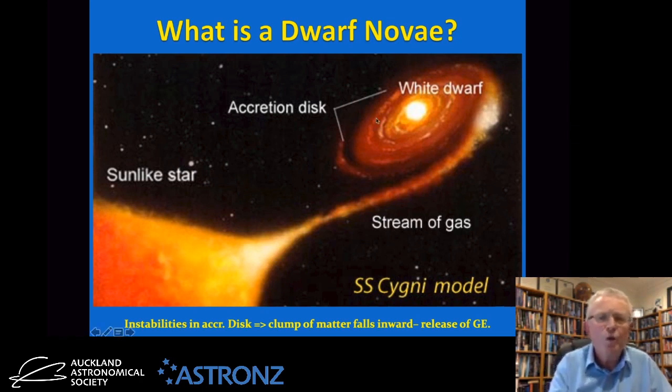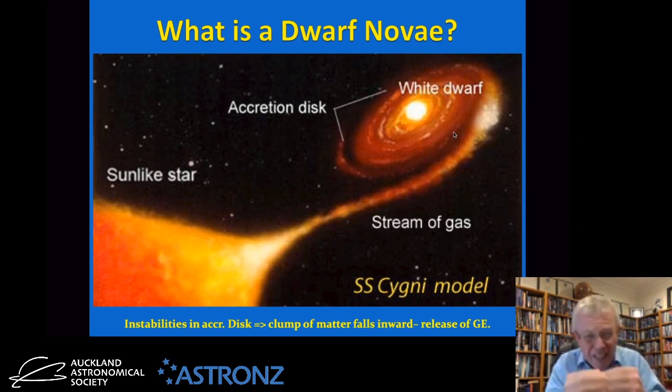Instead of following the normal path and spiraling in, a big clump might lift itself up. It just heads straight inwards. Either it can land in another spot in the inner disk, or it can land directly on the surface of the white dwarf. When that happens, gravitational energy, the energy that's caught up in something because there's a gravitational force driving it somewhere, suddenly gets released.